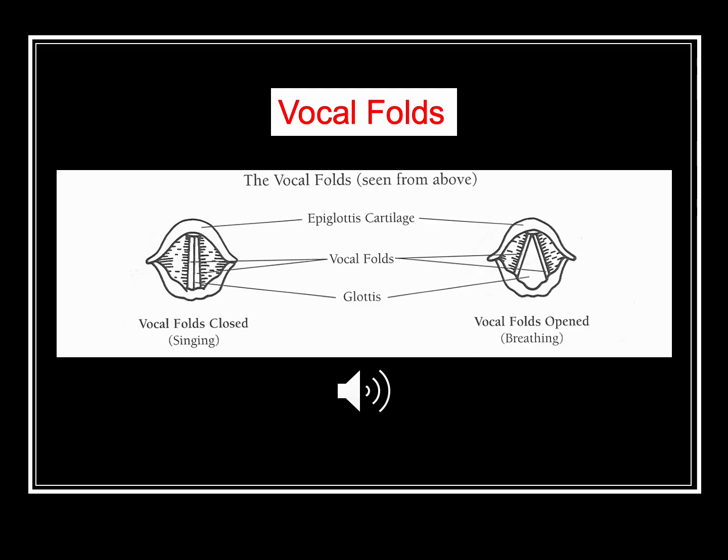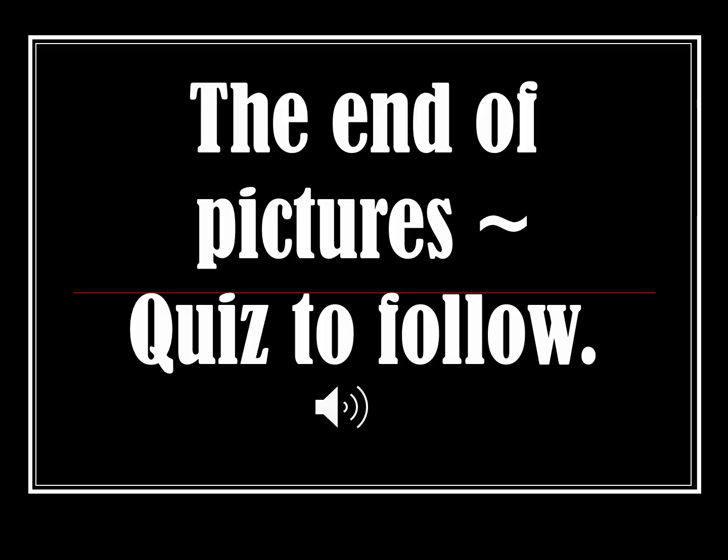This is a view of your vocal folds as seen from above, as if you were looking down your throat into your larynx. The vocal folds sit right at the inside top of your larynx, which is the voice box. This is the end of the pictures. See if you can answer the questions on the following quiz.